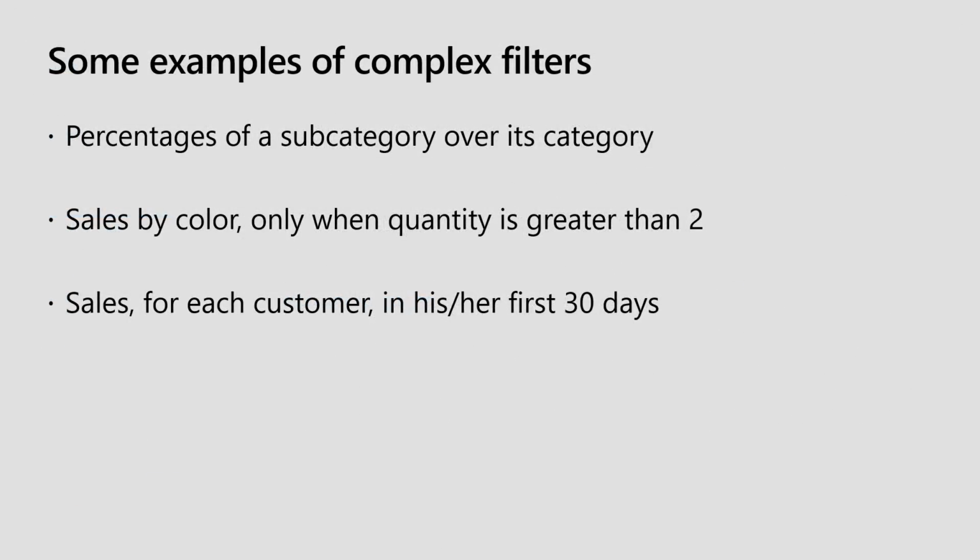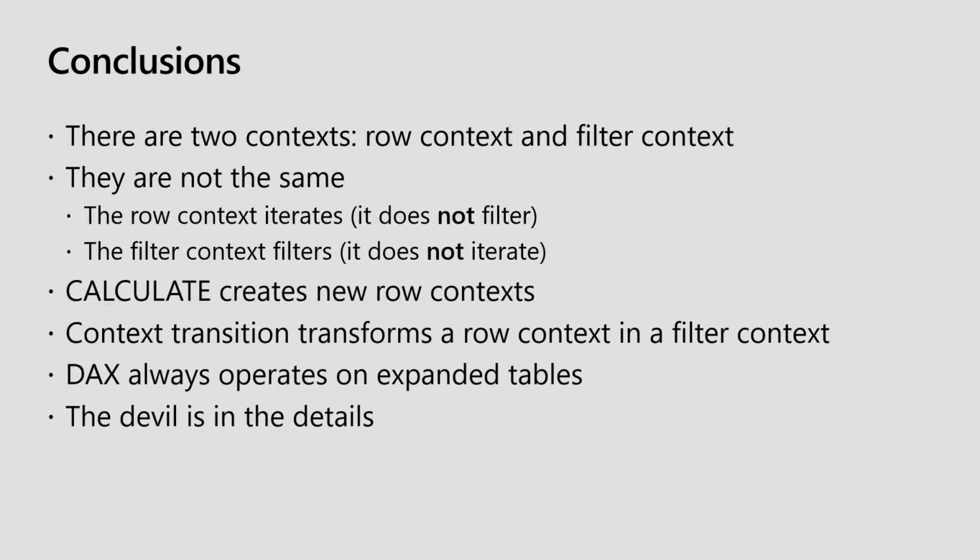So basically, this is just a recap of what we have seen. We can apply these techniques to obtain different calculations. I tried to show you maybe some examples that were different from the one listed here. But the idea is that we have to think about the evaluation context as a sum of two elements, the filter context and the row context. They are different, they are not the same. The row context iterates, the filter context filters.